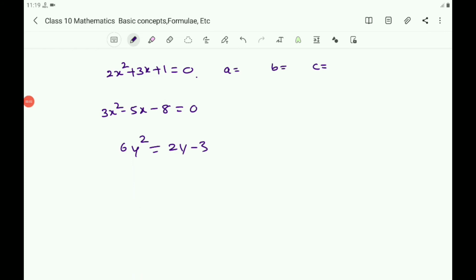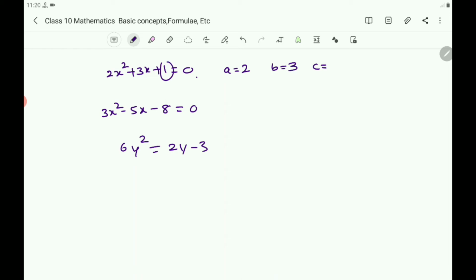There may be a question to find the value of a, b and c. So here you should know the method of finding the values of a, b and c. Here you can find them directly. a is the coefficient of x², b is the coefficient of x, and c is the constant. So here what is a? a is 2, that is the coefficient of x², so you can write 2. And what is the coefficient of x? That is 3.